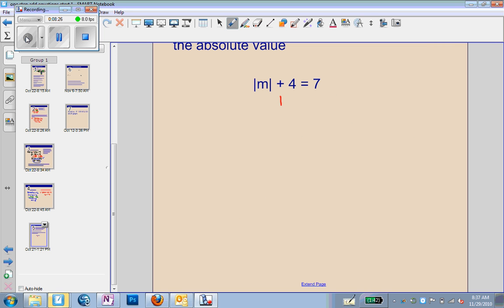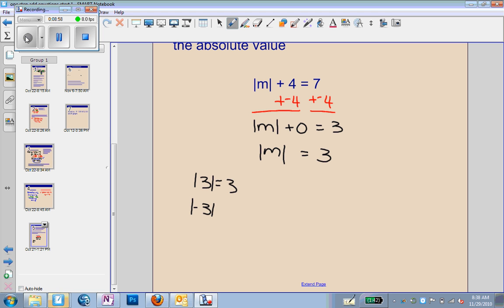So we're going to add negative 4, the opposite of 4, to both sides to get the absolute value by itself. The absolute value of m plus 0 equals 3. And the absolute value of m equals 3. Now, what do you think we would do? Right. The absolute value of 3 equals 3. The absolute value of negative 3 also equals 3. So the answer here is m equals 3, negative 3. Put that in brackets.